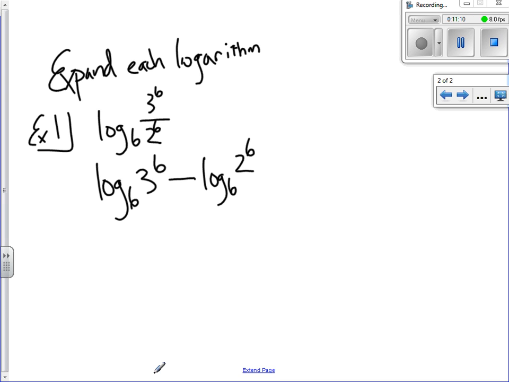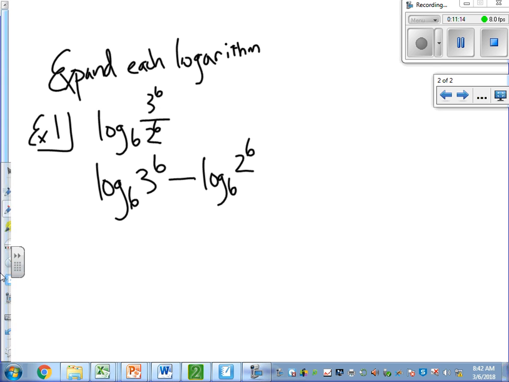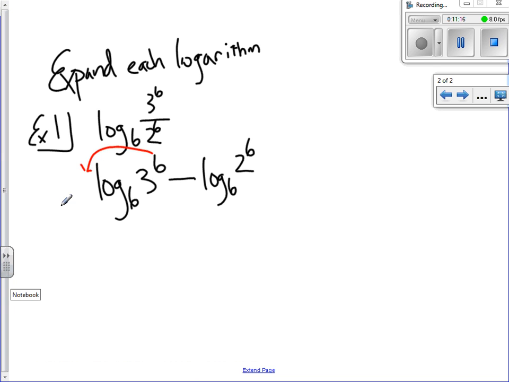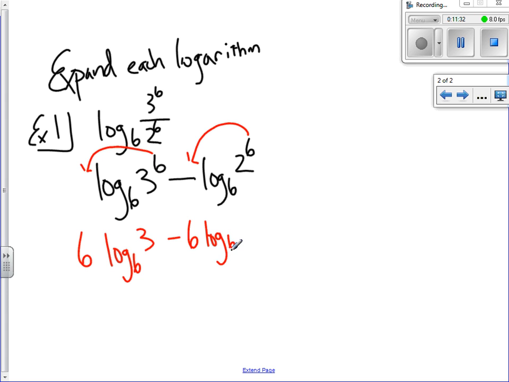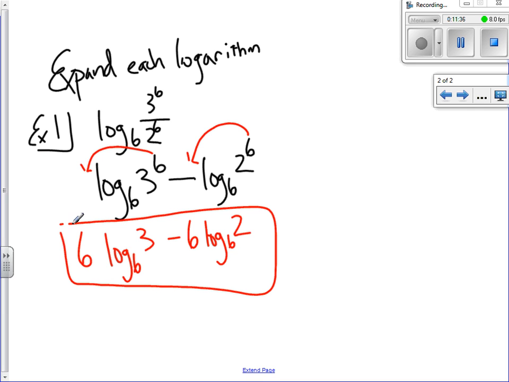So let's apply the power rule now, and we're going to slingshot those exponents down. The 6 is going to slingshot down in front. This exponent is going to slingshot down in front. And now we're going to have 6 log base 6 of 3 minus, slingshot that 6 down, 6 log base 6 of 2. Finito. Beautiful.